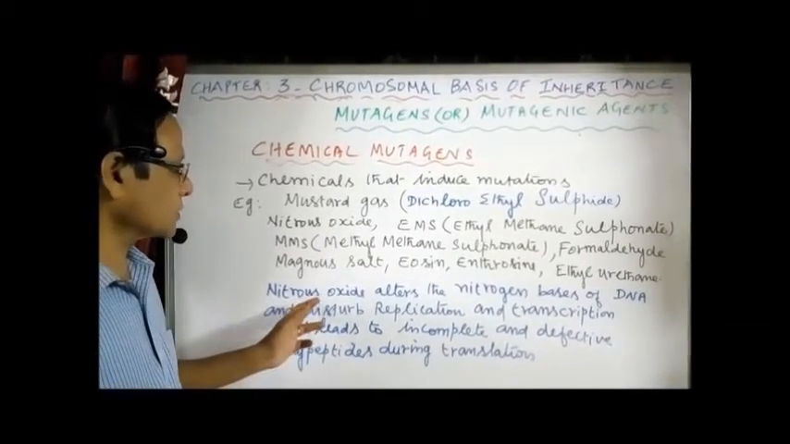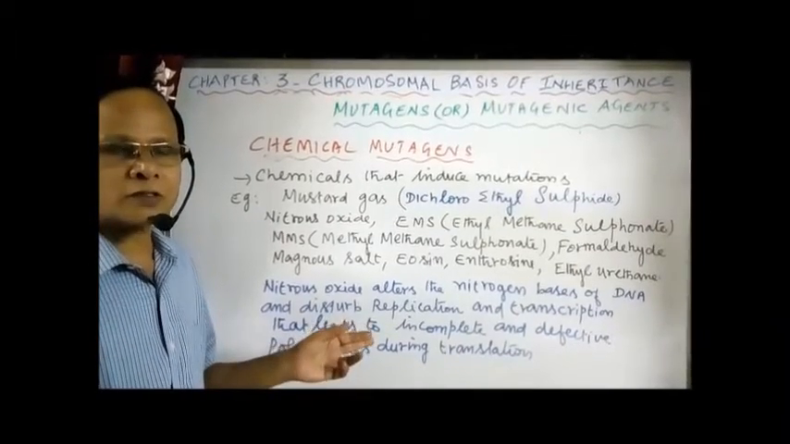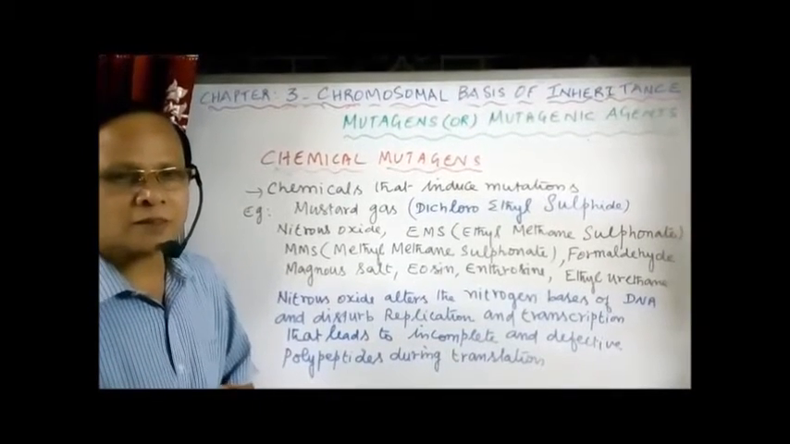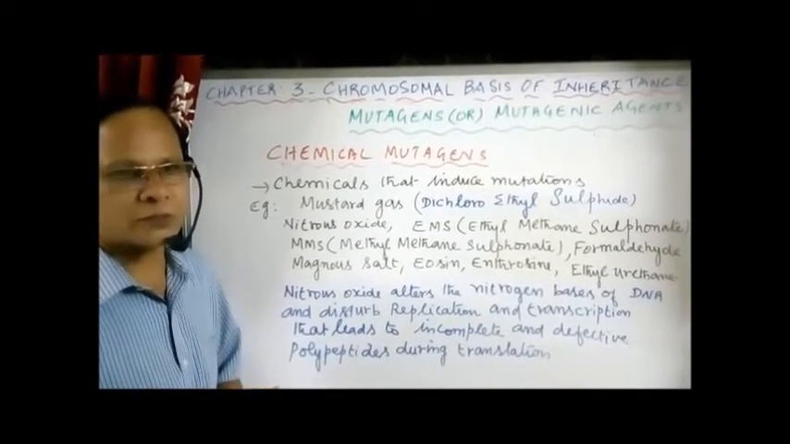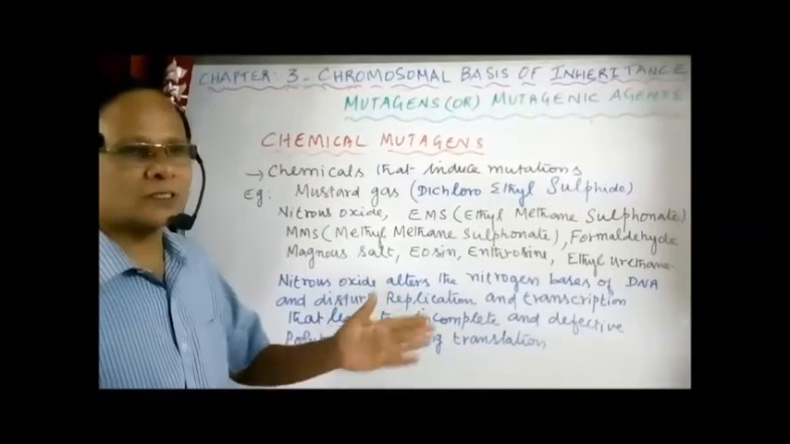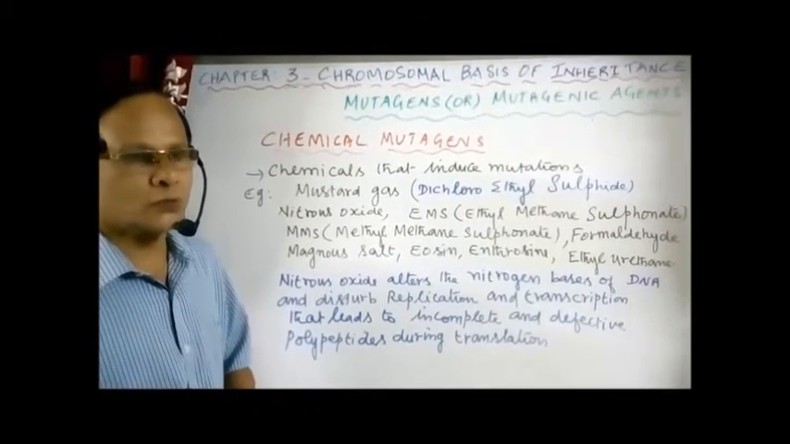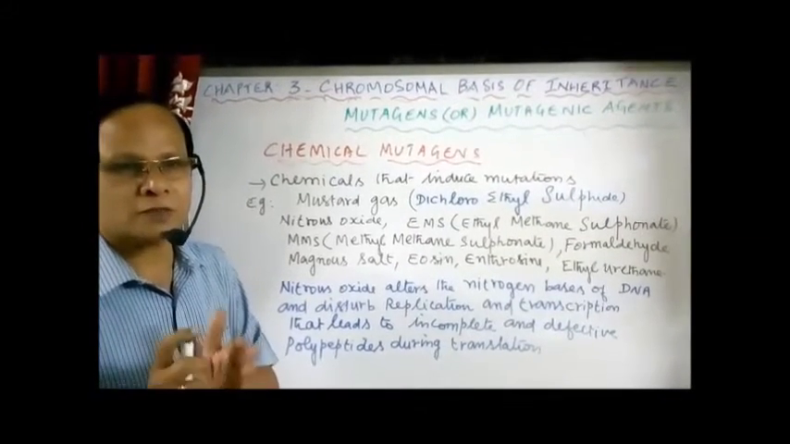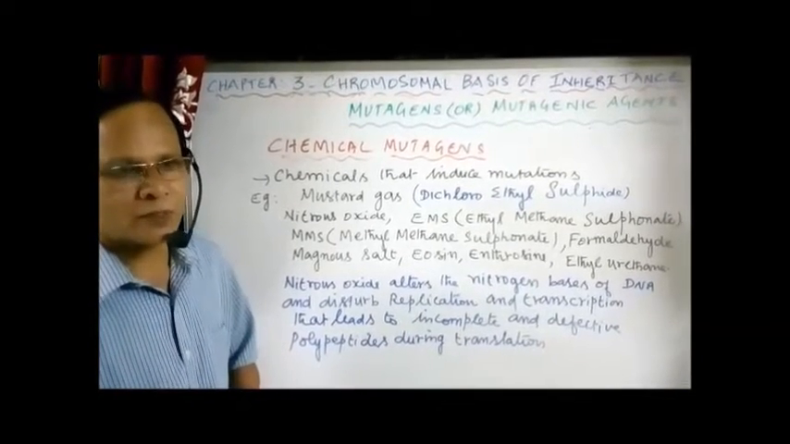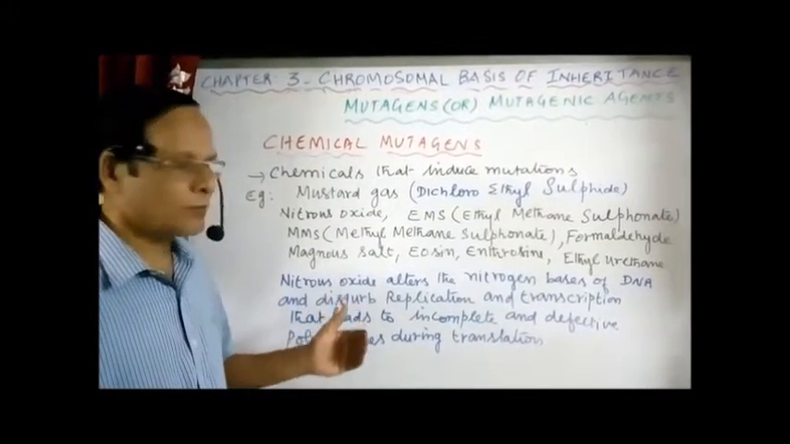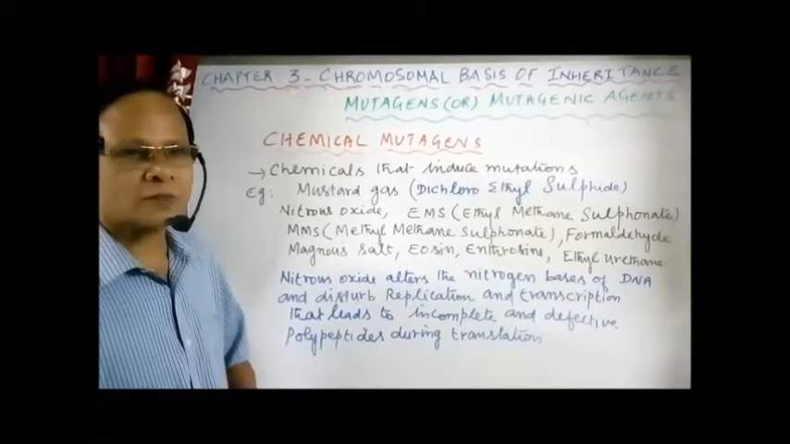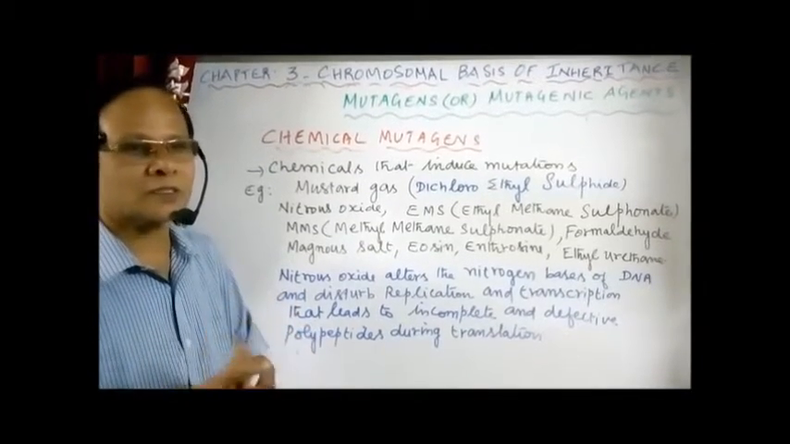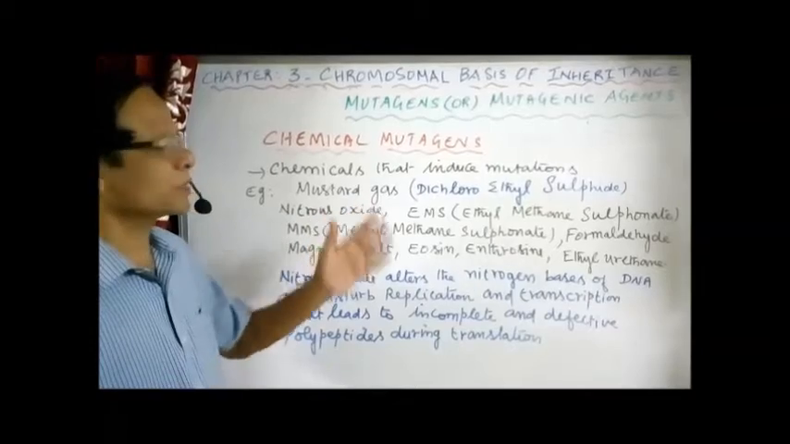The effect of nitrous oxide is given in the book. Nitrous oxide normally alters the nitrogen bases of DNA. As a result, it disturbs the replication process as well as the transcription process, which leads to the formation of incomplete and defective polypeptides. That is, the protein is defective during translation. This is because of the altering of the nitrogen bases of DNA, which disturbs replication as well as transcription. That's about chemical mutagens.